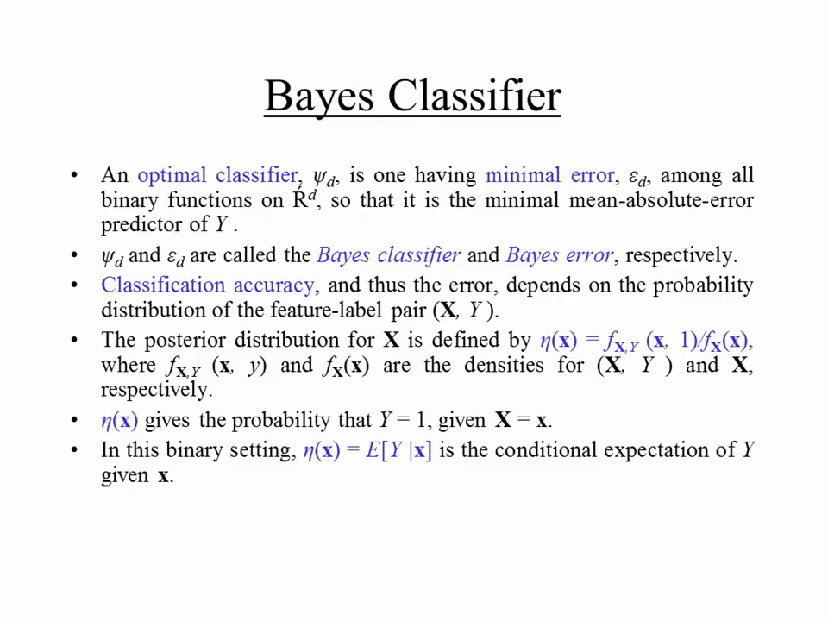Because there are two possible values for y, 0 and 1. If you are calculating the conditional expectation, it's going to be 0 times the probability that y equals 0 given x, plus 1 times the probability that y equals 1 given x. So the only term that survives is eta of x. Agree? Any questions so far?